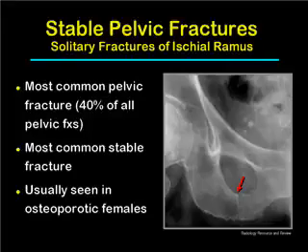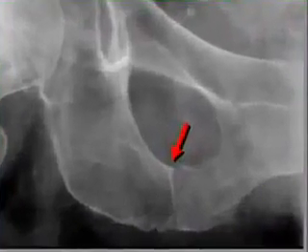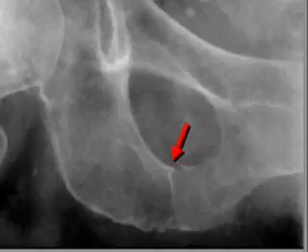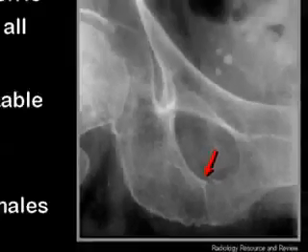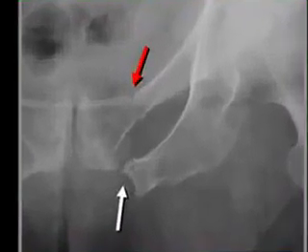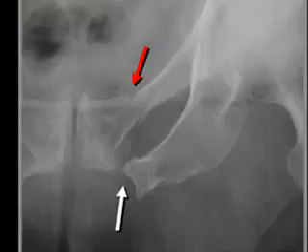They are usually seen in osteoporotic females. They are frequently called insufficiency fractures, and the red arrow is pointing to a sclerotic line, which is frequently the only finding at the site of the fracture of the ischium or the inferior pubic ramus. Unilateral fractures of both rami, if distracted, should alert you to the possible presence of other fractures of the pelvic ring. In this case, the red arrow is pointing to a fracture of the pubic bone and the white arrow to a fracture of the inferior pubic ramus.